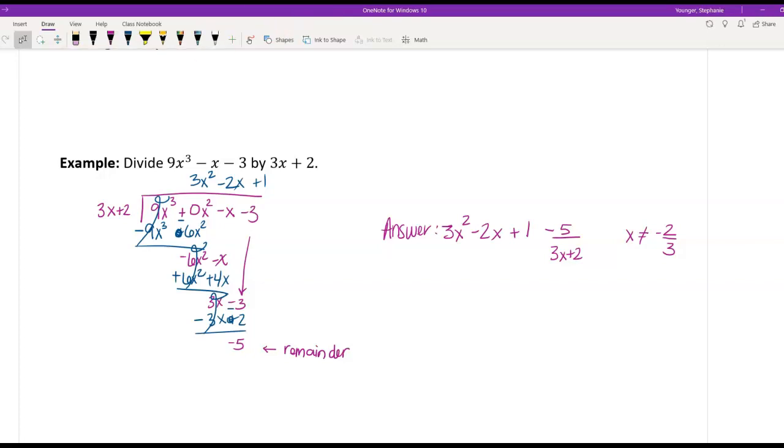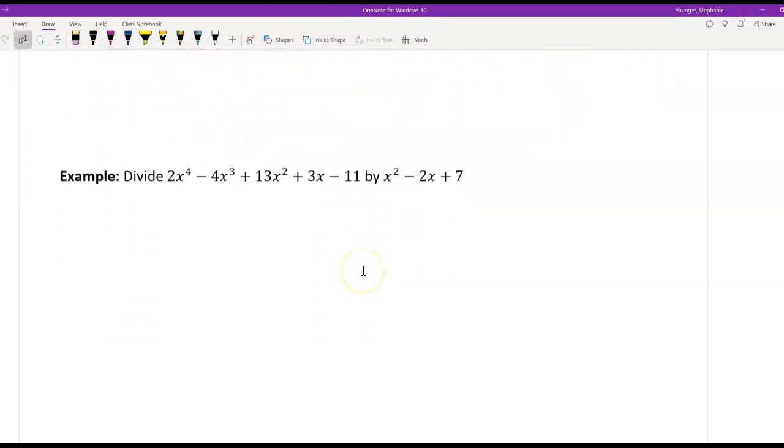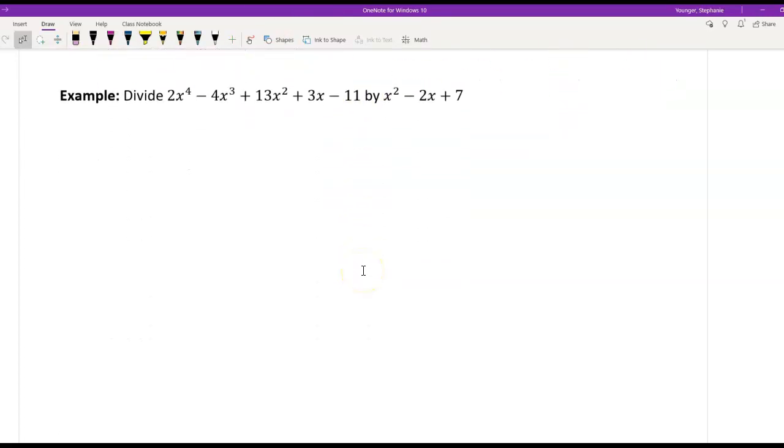All right, let's do another example. Trust me, the more examples, the better. This time, we have a polynomial and a trinomial. So we have x squared minus 2x plus 7. And then we have 2x to the 4th minus 4x cubed plus 13x squared plus 3x minus 11.